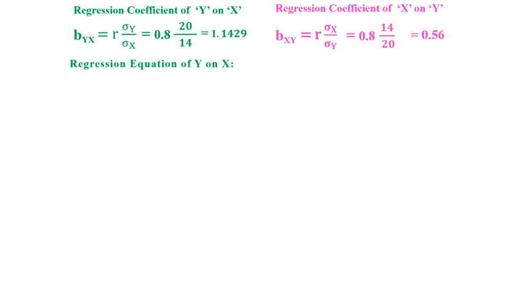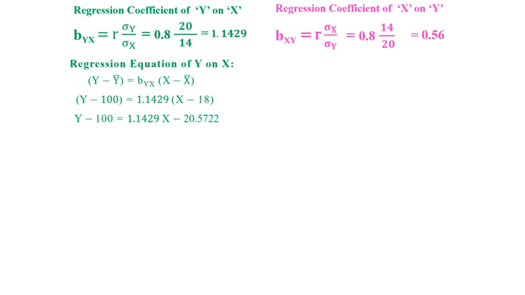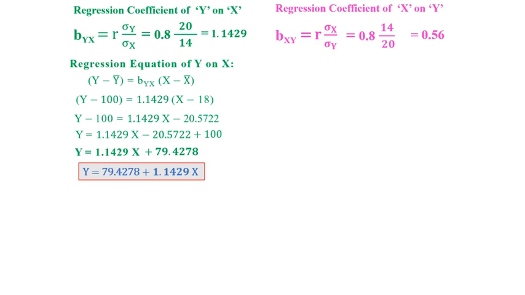Regression equation of y on x. Substitute the values and find out the y on x equation. Minus 100 becomes plus 100 when transposed to the right hand side. So y equals 1.1429 into x plus 79.4278. So the final equation is y equals 79.4278 plus 1.1429x.